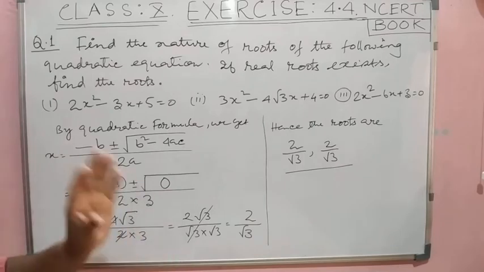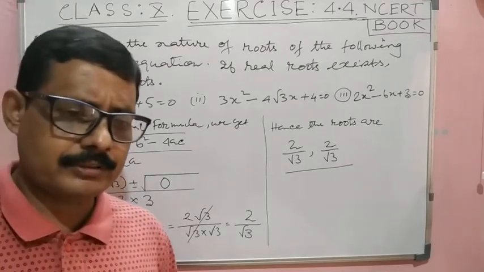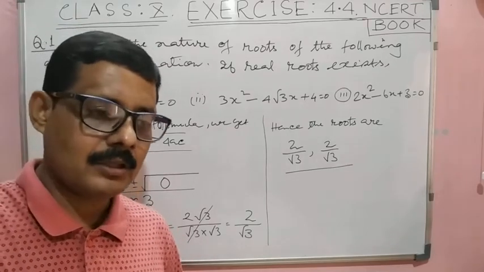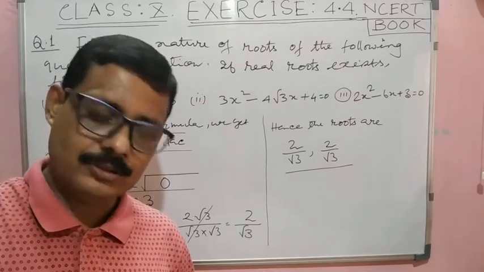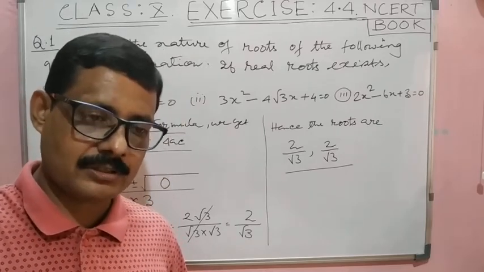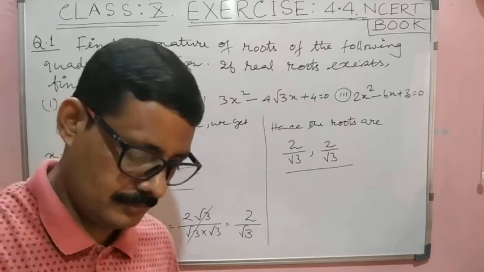You have to check first nature of root using discriminant. If you get real root, then only you will try to find out the solution. Otherwise, if real root does not exist, no need to find solution.